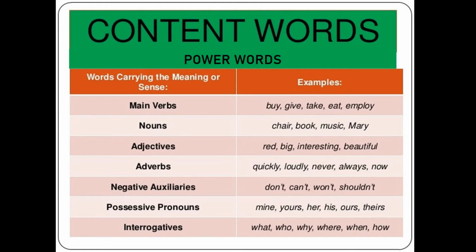And so main verbs, nouns, adjectives, adverbs, negative auxiliaries like don't, can't, won't, shouldn't, possessive nouns like mine, yours, her, his, ours, theirs, and interrogatives.